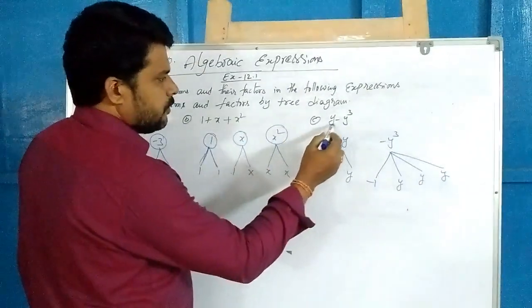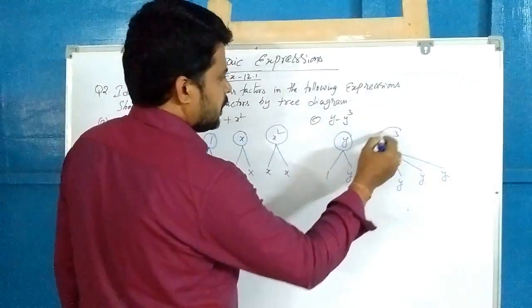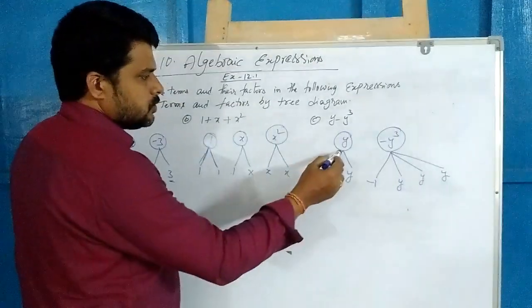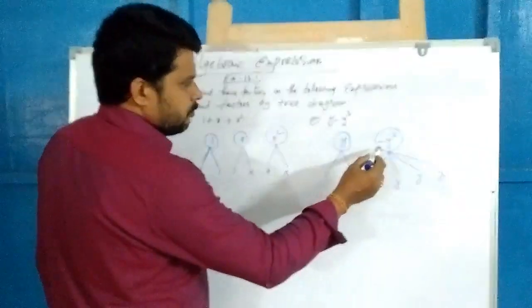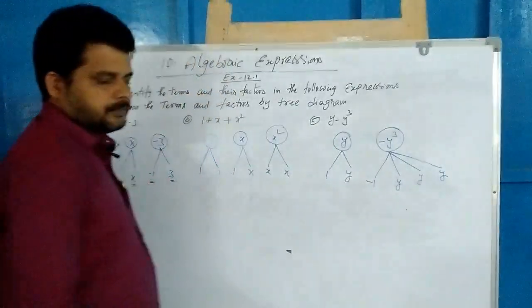So what is the third one? y minus y power 3. How many terms do we have? 2, y and minus y power 3. So y's factors are 1 comma y. Minus y power 3 factors are minus 1, y.